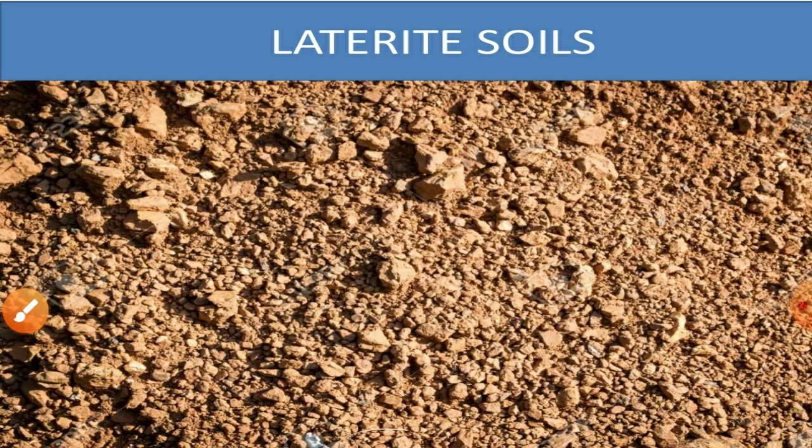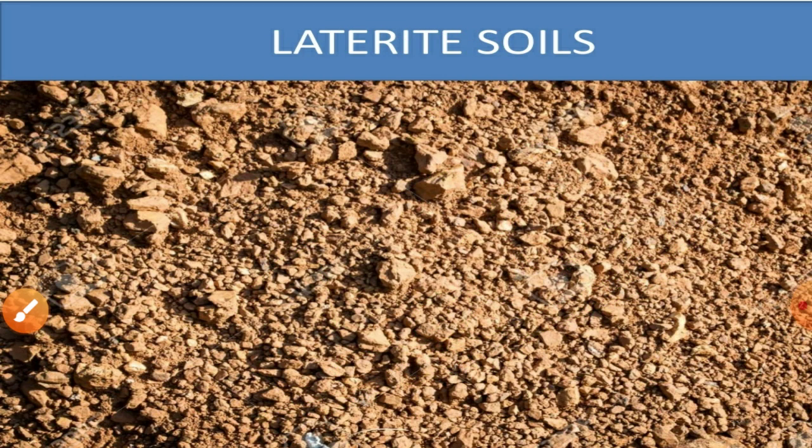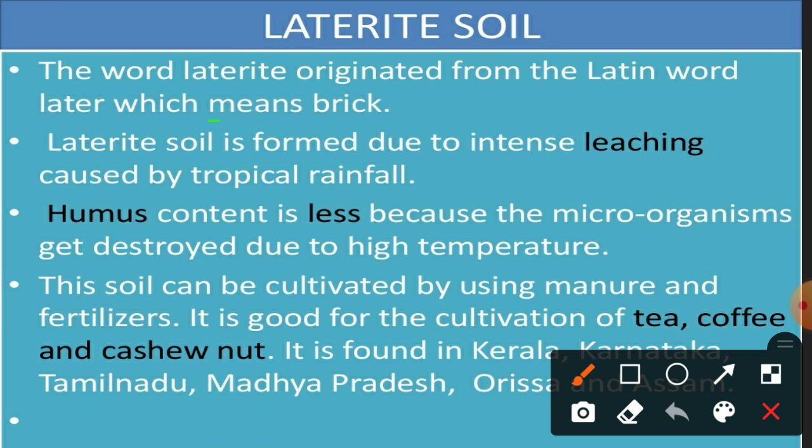Laterite soil. This is not a very good soil for the cultivation of crops. The word laterite is derived from the Latin word later, which means bricks. So basically this soil is good for the formation of bricks, not fruitful for the cultivation of crops.